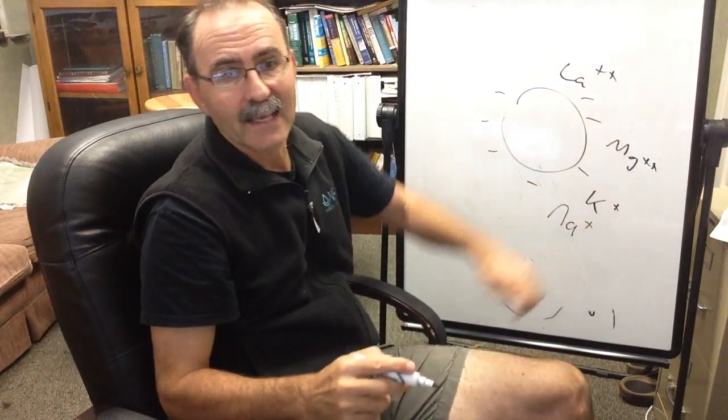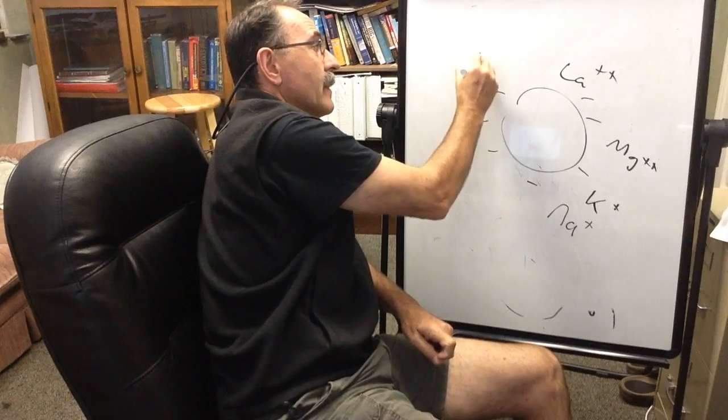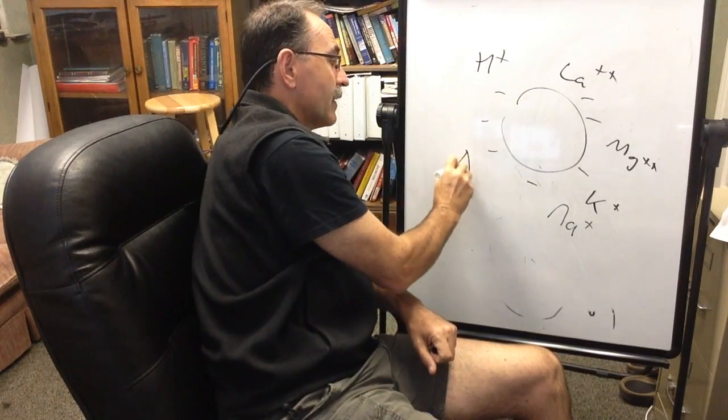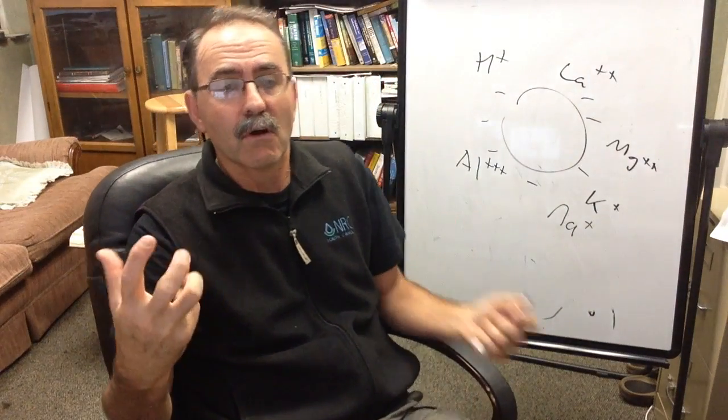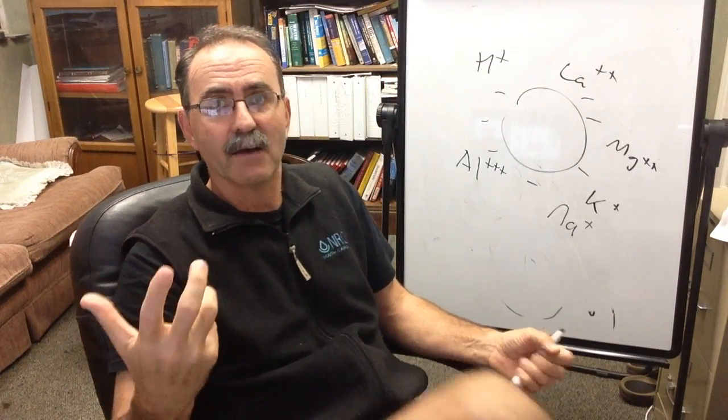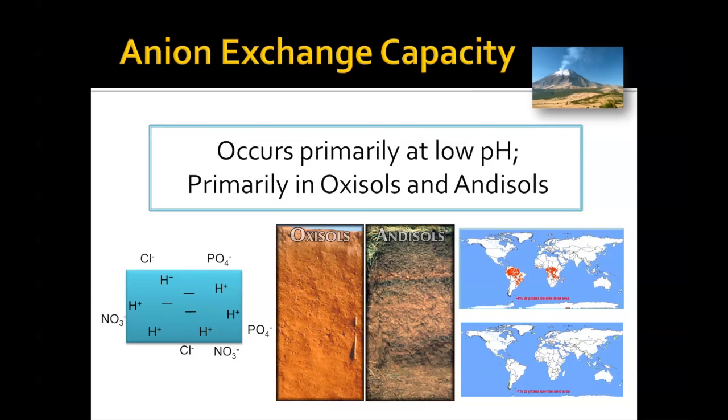Those are all your basic cations, and then it'll also attract hydrogen and aluminum if they're around. So it's the amount of these cations that the soil can attract. Some soils attract them better than others. There's actually something called anion exchange capacity in some of the soils.